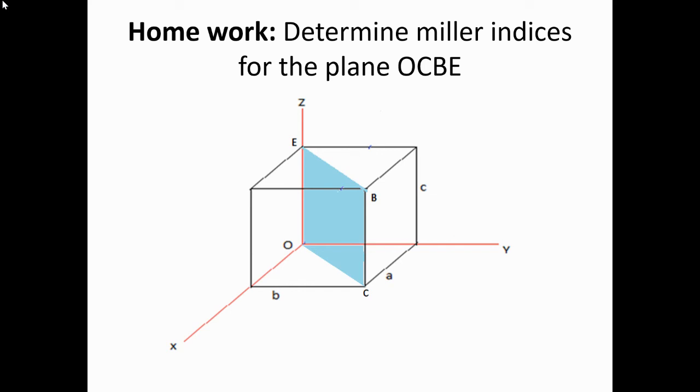Okay, so that's all for Miller indices for plane and direction. Please go through this, and if you have any kind of problem understanding, please let me know. I will try my best to clear your doubt. Okay.